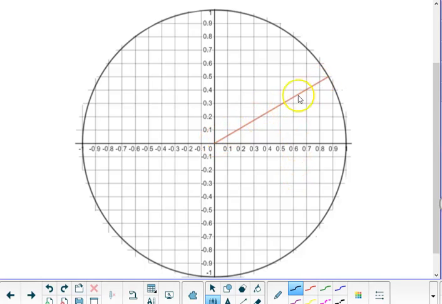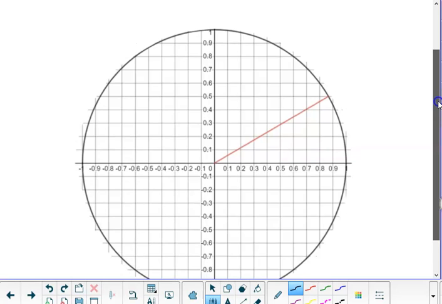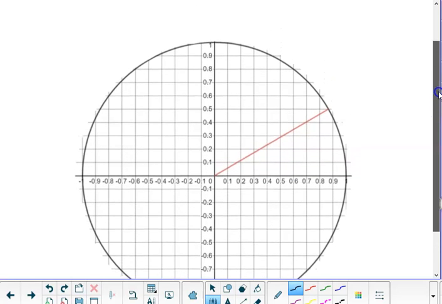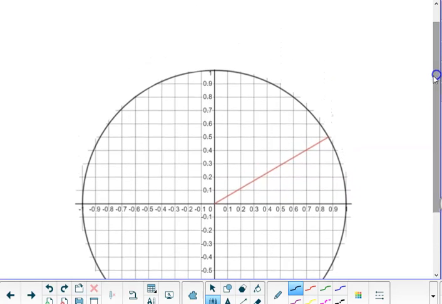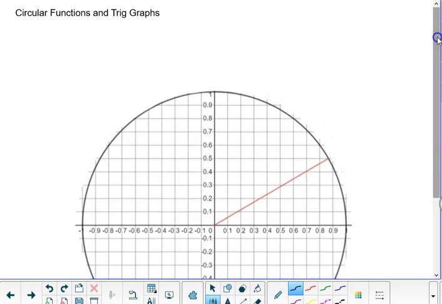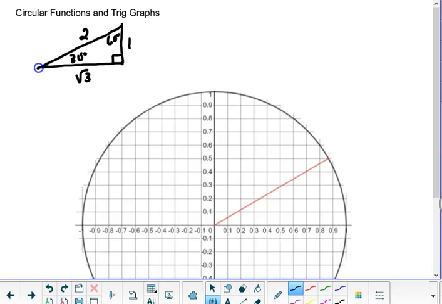Looking at this red line here, you might see this angle looks like it's about 30 degrees. So let me explain to you that it is exactly 30 degrees, but I want to back up before I explain why. Let's think about what we've learned about a 30-degree angle in the past. So let's draw our 30, 60, 90 special triangle. Here's the side 1. If this is 30, that's the side 1. Here's square root of 3, opposite the 60-degree angle, and here's 2.